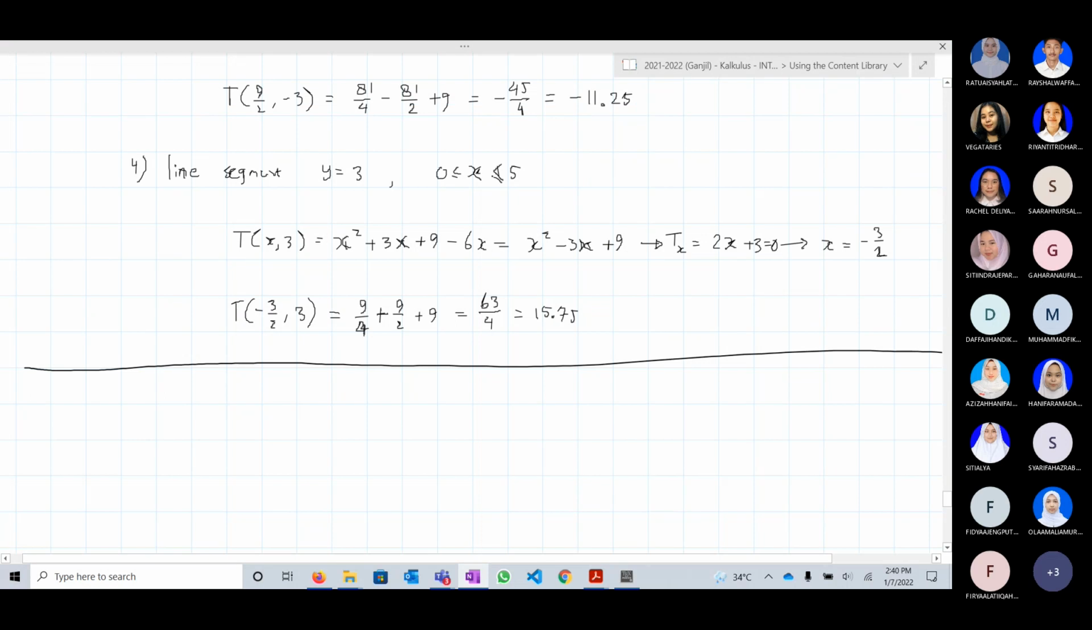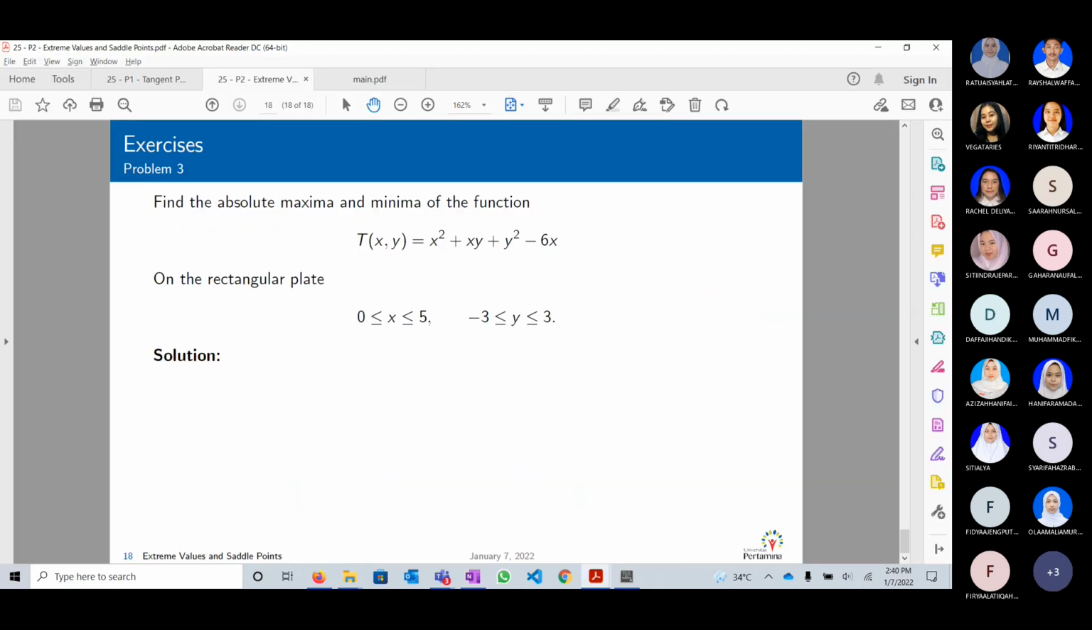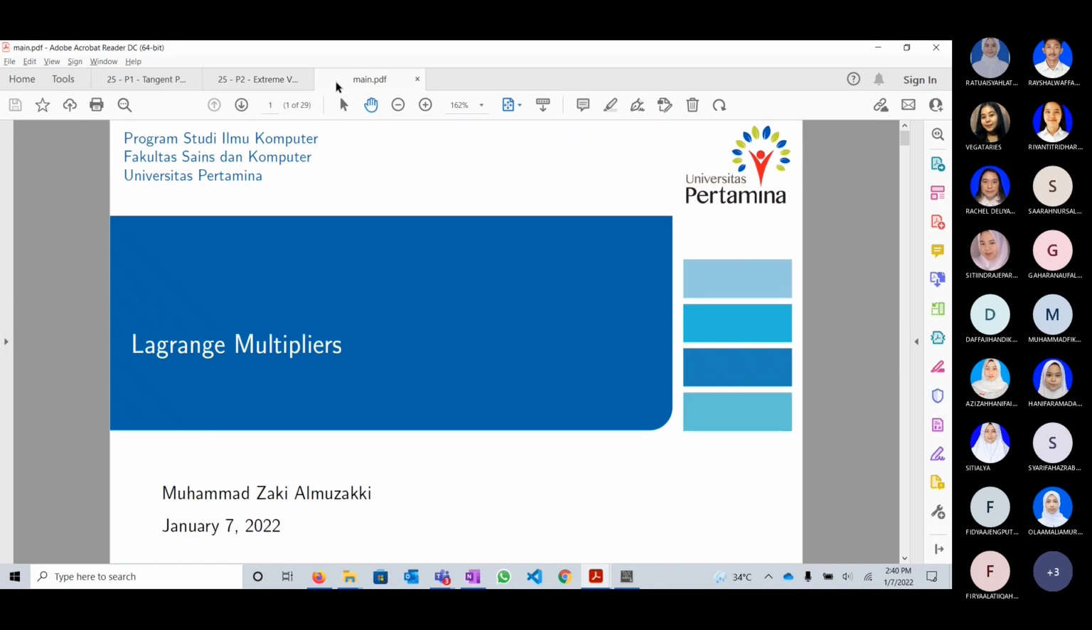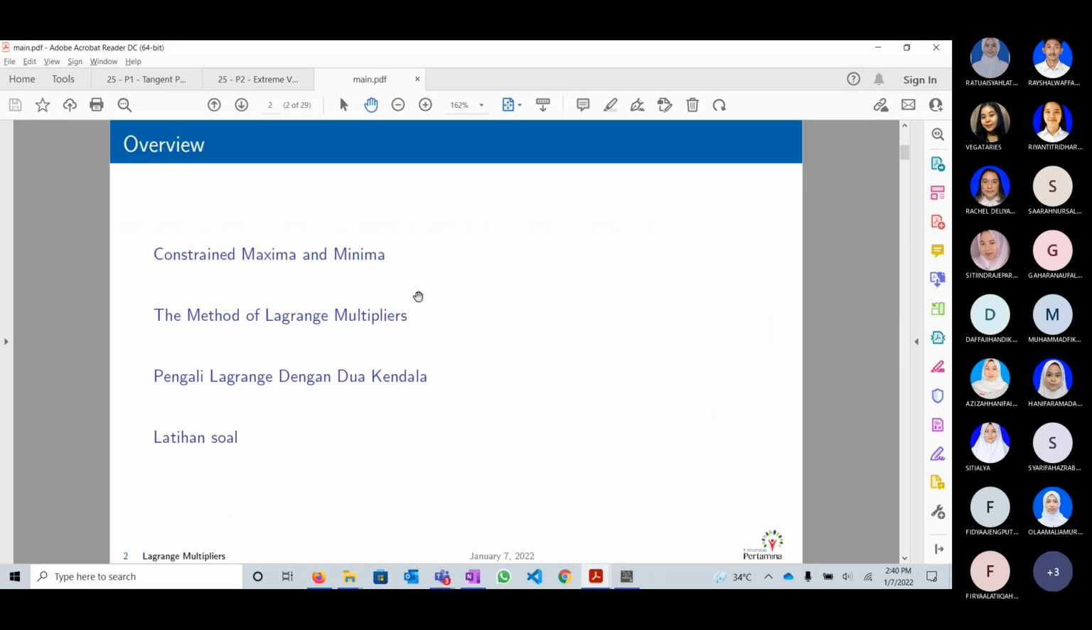Okay, now we go to our next material, which is about Lagrange multiplier. And these are the thing that we will learn today. And I'm sorry that only half of it I managed to translate it to English. I will fix that later.